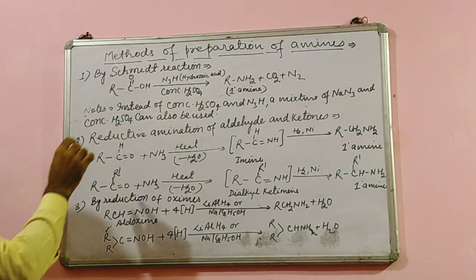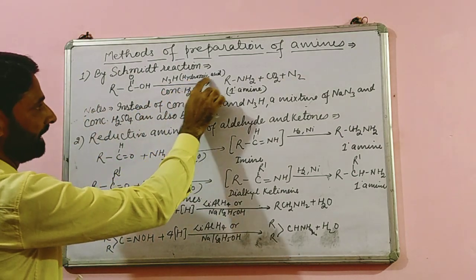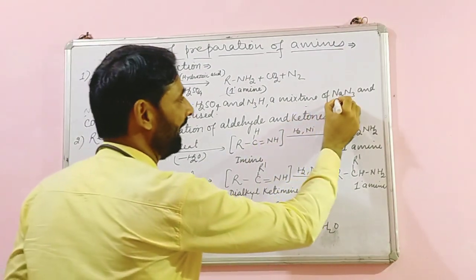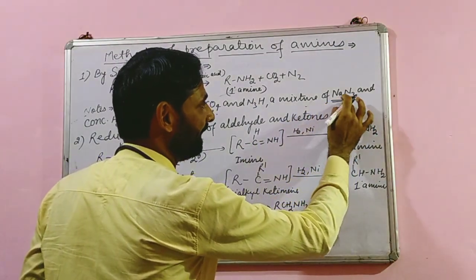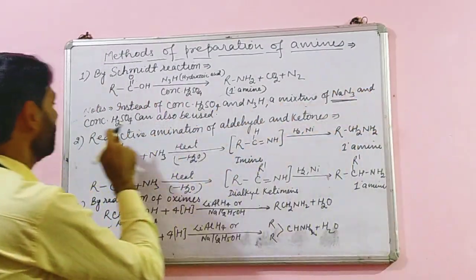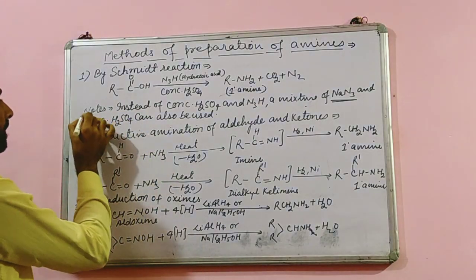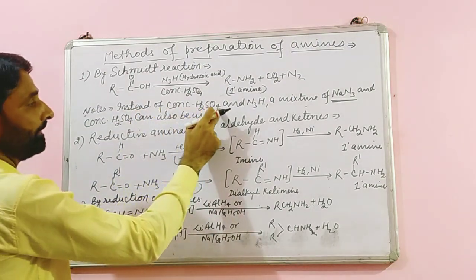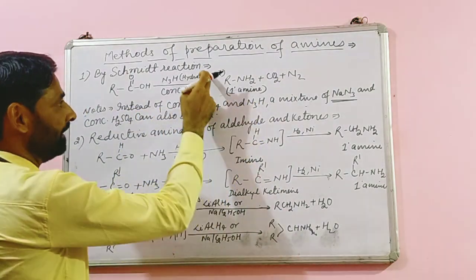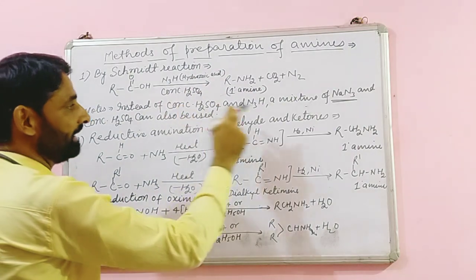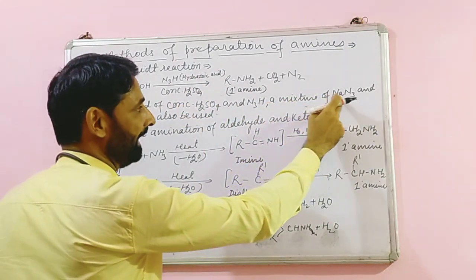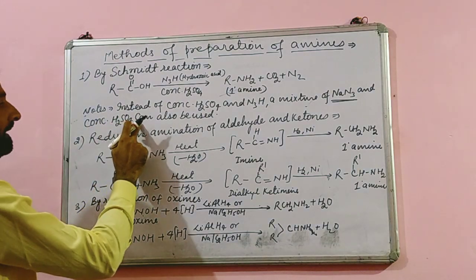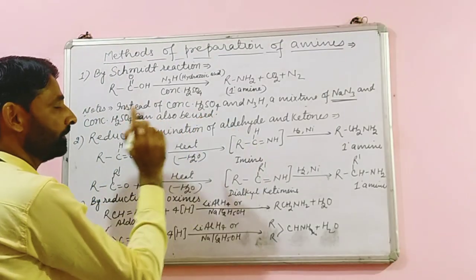Listen, in place of hydrazoic acid and sulfuric acid, we can take a mixture of NaN3 and concentrated sulfuric acid. So all of you write the notes on this. Instead of concentrated sulfuric acid and N3H, in place of this we can take a mixture of NaN3 and concentrated sulfuric acid, which can also be used.